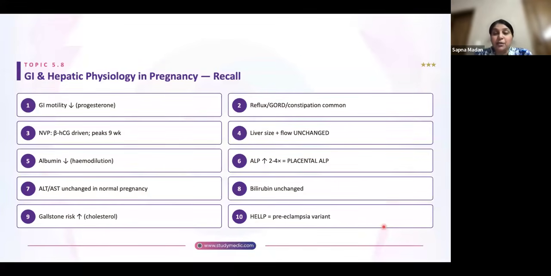The other enzymes remain unchanged in pregnancy. Bilirubin is unchanged in pregnancy. There is an increased risk of gallstones because of cholesterol and also because of stasis in the gallbladder, again because of progesterone. And HELLP is a preeclampsia variant. There's hemolysis, elevated liver enzymes, and low platelets in HELLP syndrome.